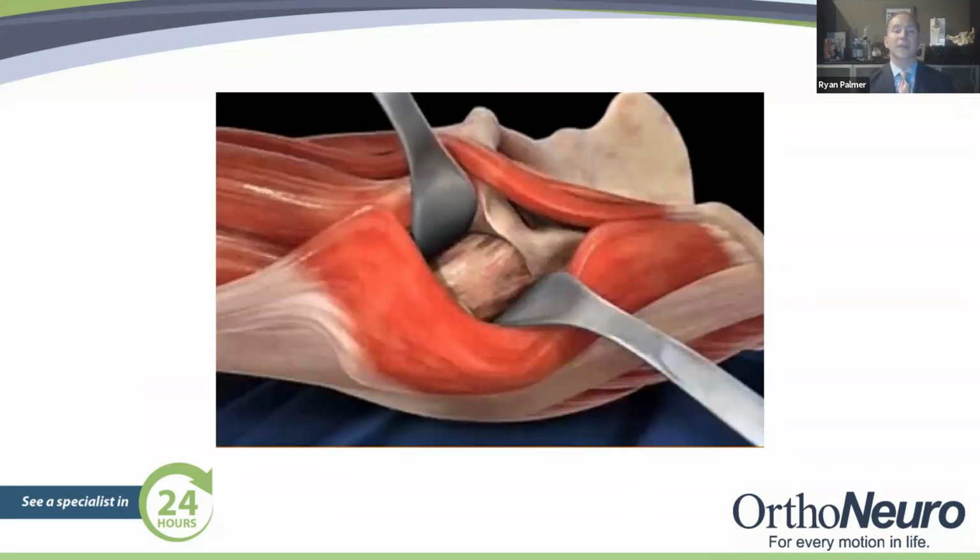The next few slides show some of the steps of an anterior approach surgery, trying to highlight some of the benefits. As we said, the approach is a muscle sparing and tendon sparing approach. So this shows retractors placed around the neck of the femur at the level of the hip joint, spreading the muscles apart without having to remove any attachments.